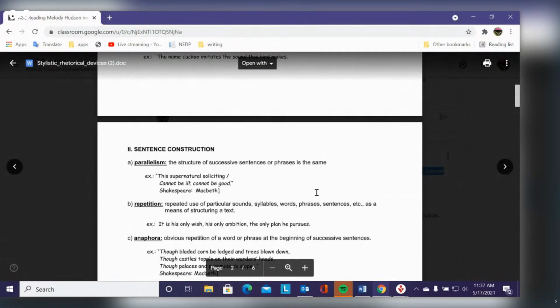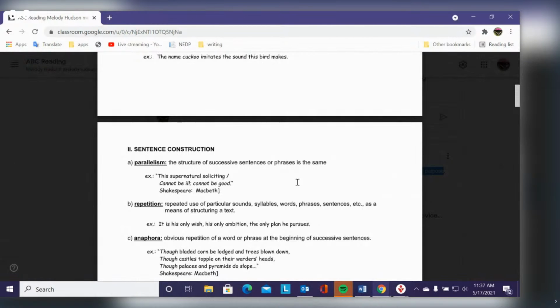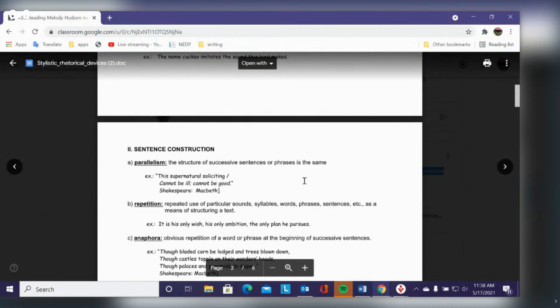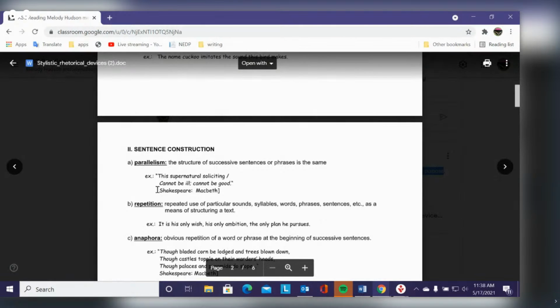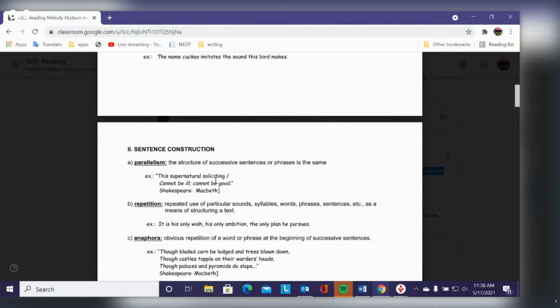So I'm going to give you another one with parallelism. Jane hated shopping, therefore she uses Instacart. You want your subject to remain the same, or the structure has to be the same. "This supernatural soliciting cannot be ill. It cannot be good. Being called by a ghost, it cannot be ill. It cannot be bad. It cannot be good."